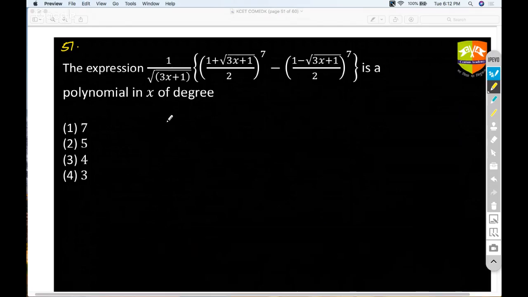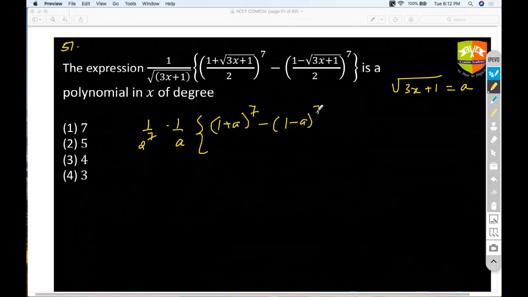Yes, so in this case, just to save our efforts, first of all, we'll pull out a 2 to the power 7 out, and we'll start referring to this expression as a. Okay, so it's 1 by 1 plus a to the power of 7 minus 1 minus a to the power of 7.